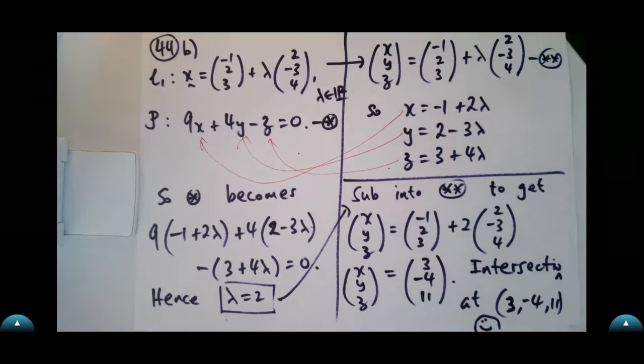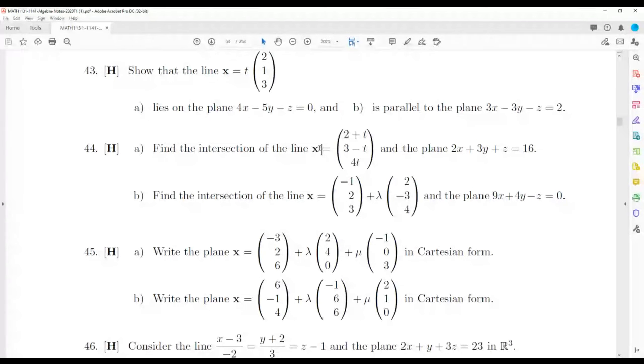Okay. Do we need T? I don't know if we need T, do we? I'm doing 44 part B. So yeah, if you're doing 44 part A, then yeah, same. So let me show you 44 part A. If we were doing 44A, here, x is 2 plus t, y is 3 minus t, z is 4t. Put those three things in here, solve for t.